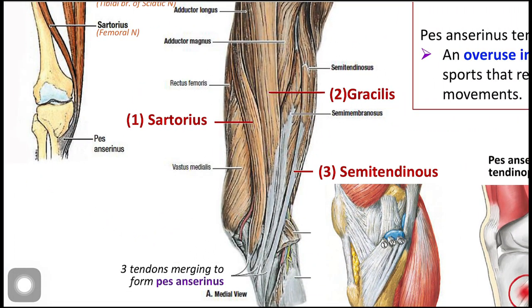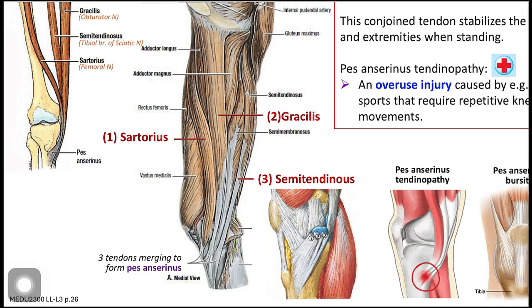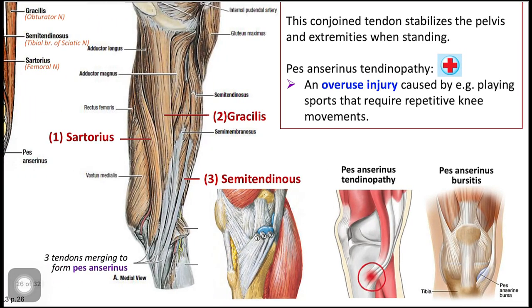So let me give you another image. This one shows you the medial presentation of the thigh. We have the first muscle, sartorius, and then the second muscle from the medial compartment, gracilis. And then from the posterior compartment, we have the semitendinosus. So why do we bother?